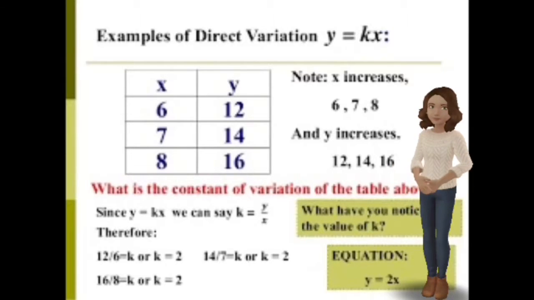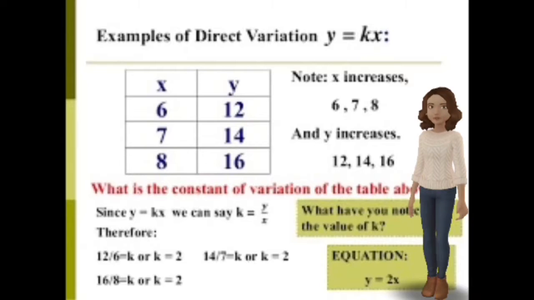Since we know that y equals kx, we can say that k equals y over x, or k equals 12 divided by 6. And therefore, 12 divided by 6 equals k, or k equals 2. 14 divided by 7 equals k, or k equals 2. And 16 divided by 8 equals k, or k equals 2.